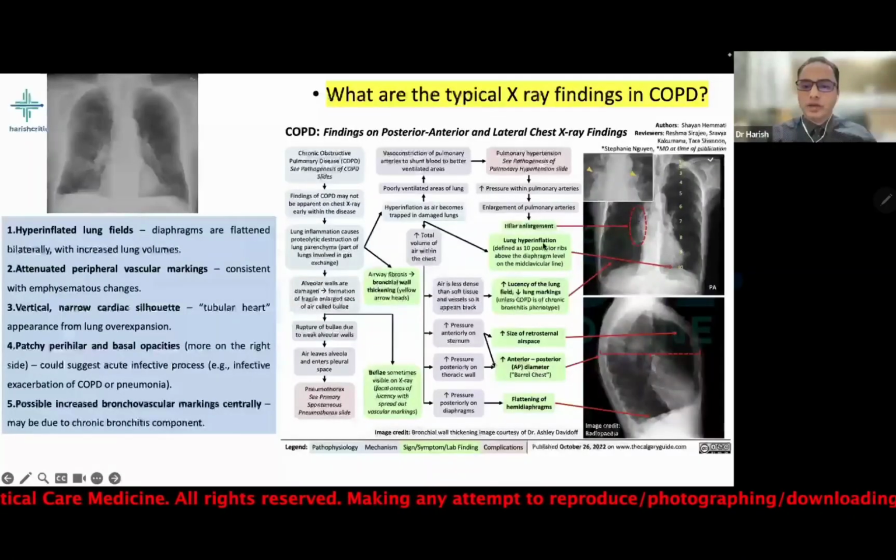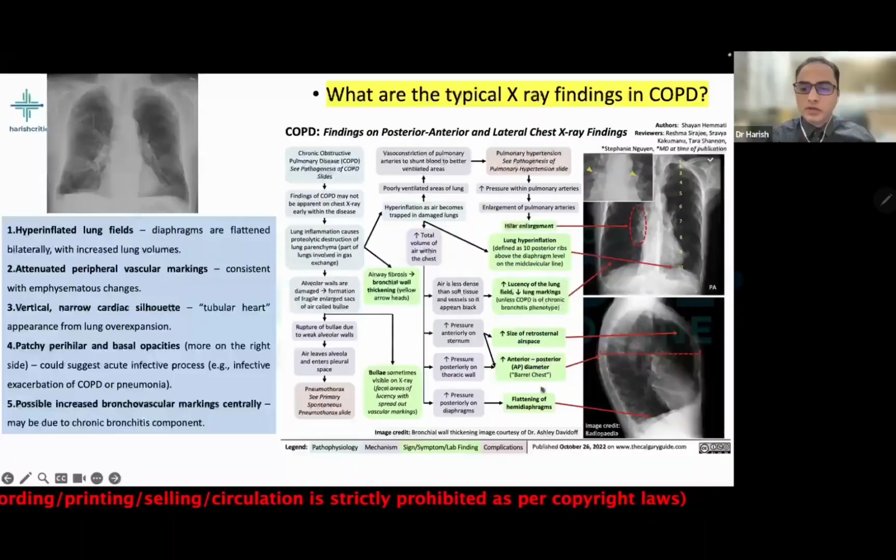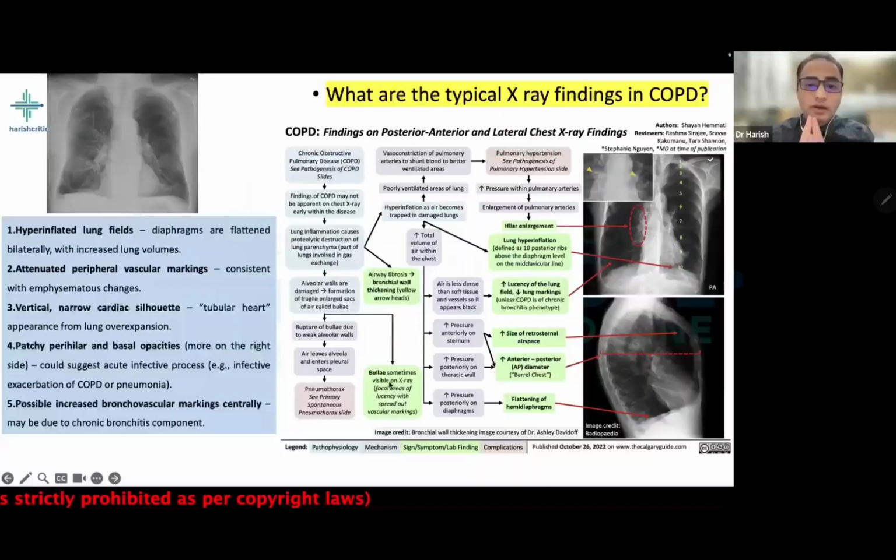Okay, so these are the typical X-ray findings of COPD: hilar enlargement, lung hyperinflation, increased lucency of the lung field and decreased lung markings. Increased size of the retrosternal airspace, increased anteroposterior diameter, flattening of the diaphragm. Sometimes if the patient has a bulla, we can see it in the X-ray. Airway fibrosis, like bronchial wall thickening.